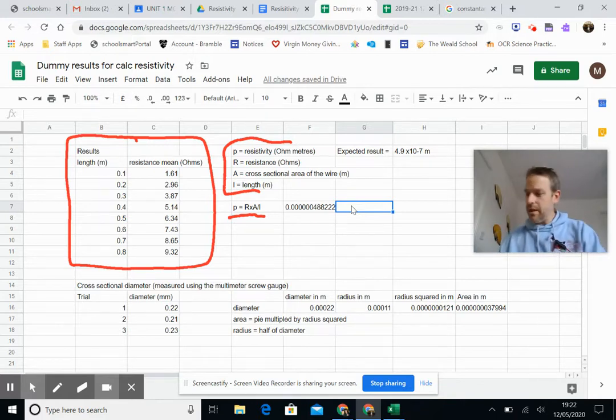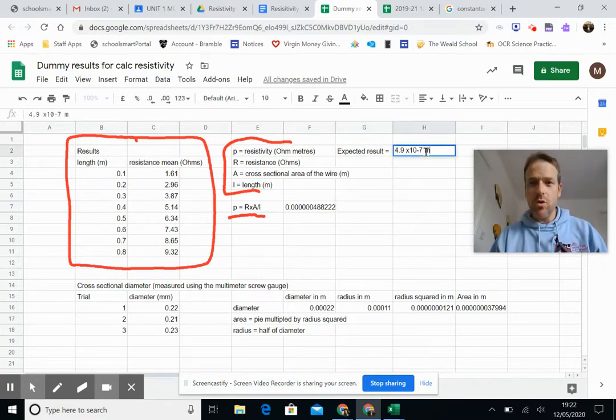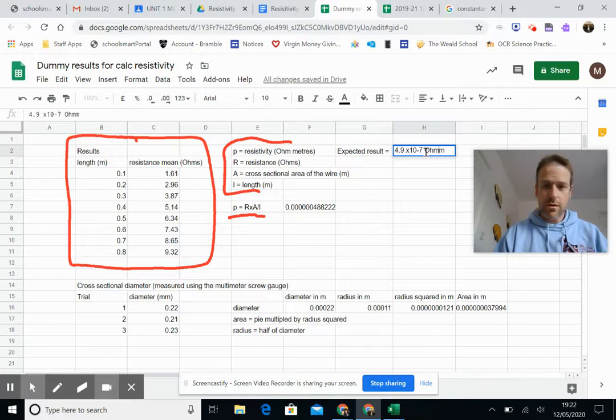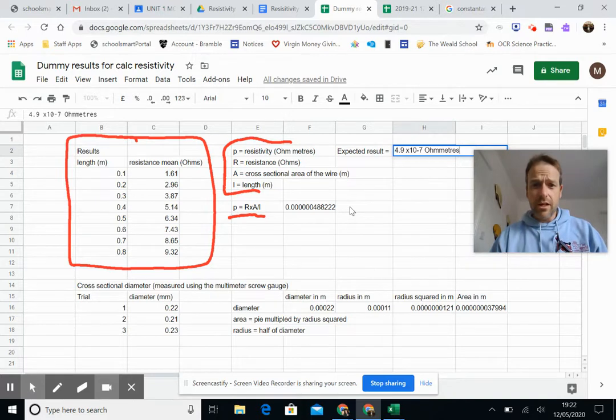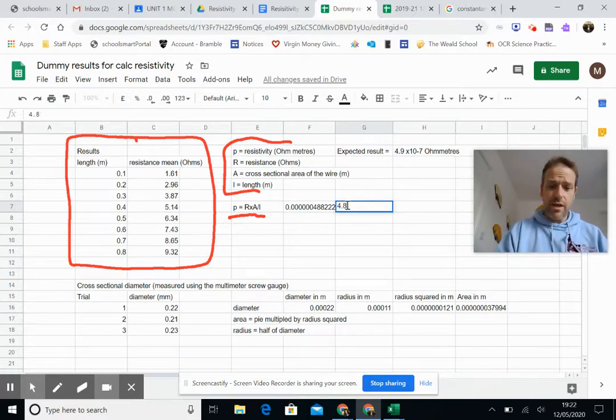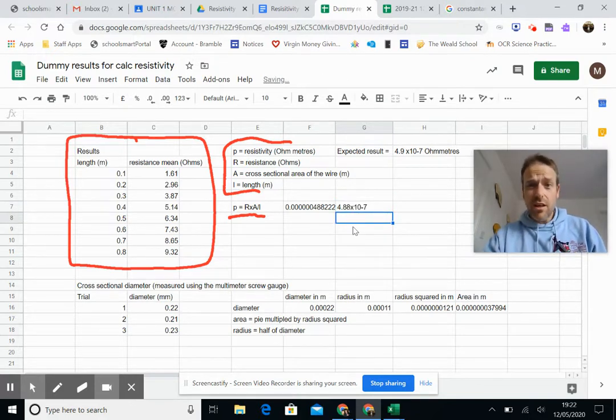Aha, great. So what we can then do is up here at the top, we've got our expected result. I looked this up. This is what you need to do. You need to go to a website, search up what you expect, what the industry standard value is for constantan wire. And we're expecting to get 4.9 times 10 to the minus 7. That should say not meters, that should say ohm meters. Okay, let's have a look at our result. So our result there, if we put this in standard form, I make it 4.88 times 10 to the minus 7. So not a bad result.